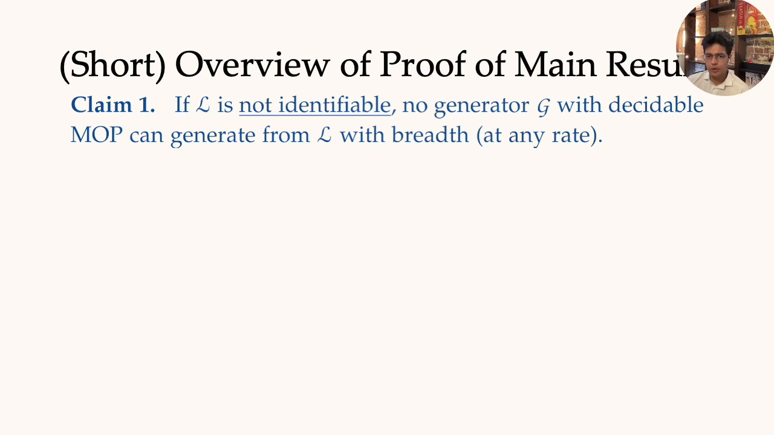Next, I'll present a short overview of the proof of our main result. This is mostly an outline, and Grigoris will later dive into a bit more depth. Our main result consists of two parts. The first claim applies to collections that are not identifiable and shows that generators satisfying a mild property cannot generate with breadth from these collections.